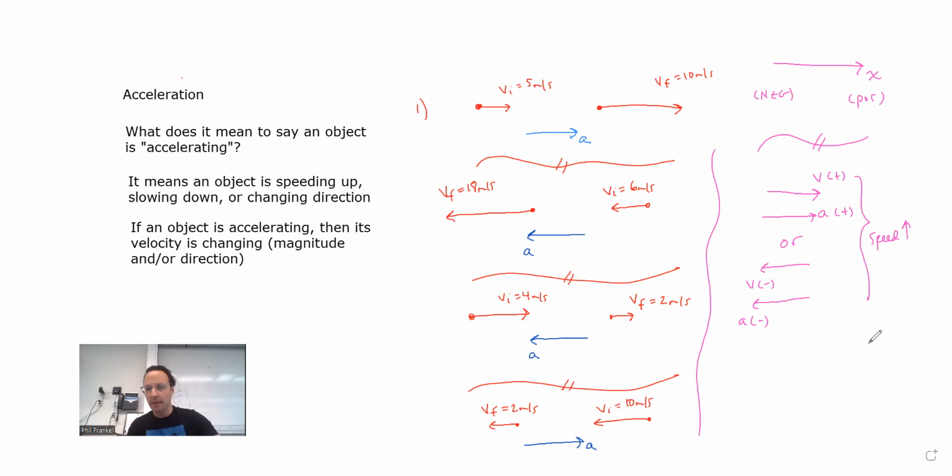On the other hand, there are two situations in which the speed drops. The first is illustrated here. The object is moving to the right with a positive velocity, but it's accelerating to the left. It has a negative acceleration, and the object ends up moving slower than it was originally moving. So the object slows down in that situation.